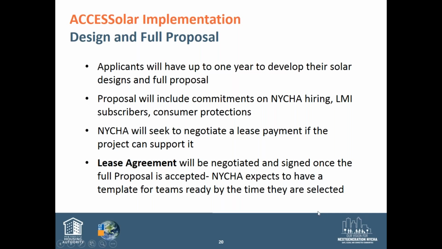While raising revenue from NYCHA is not the main goal of this program, NYCHA will seek to negotiate a reasonable lease payment if the project's economics can support one, and will ask for a narrative explaining any proposed lease payment as part of the proposal. Once it's been accepted, NYCHA will negotiate a final lease agreement, which will enable you to install solar. Note that while you have 12 months to go through this process, NYCHA welcomes full proposals, full designs before that date. If you can put things together faster, great.